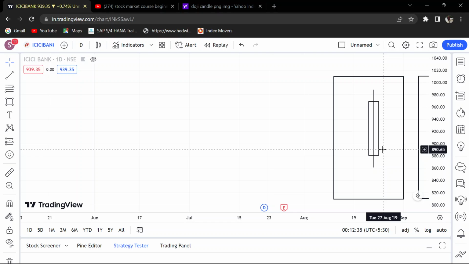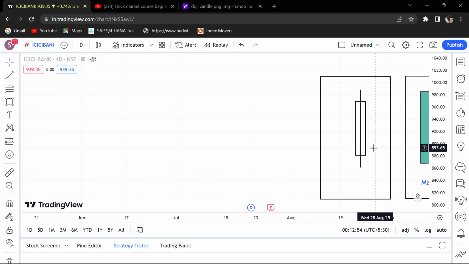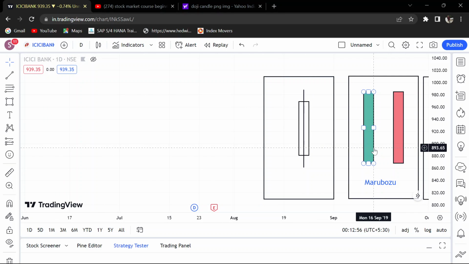If you want to say this is a bullish candle, the close should be above the opening price. That is in green, right? You should call this a bearish candle if the closing is below the opening price. Then it forms a red candle. Okay, so next we'll see the next type of candle.